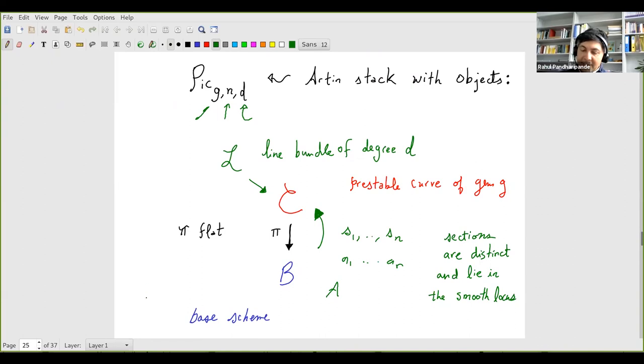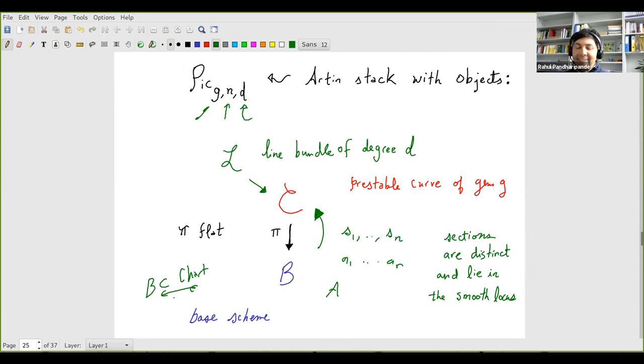You embed this base in some kind of chart for this Picard stack, which is a versal chart, so it goes everywhere. Then I can consider, on this chart, I can take the locus of smooth curves and then take its closure. And that will give the right answer.